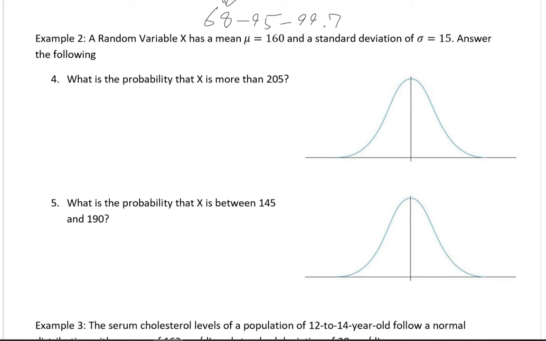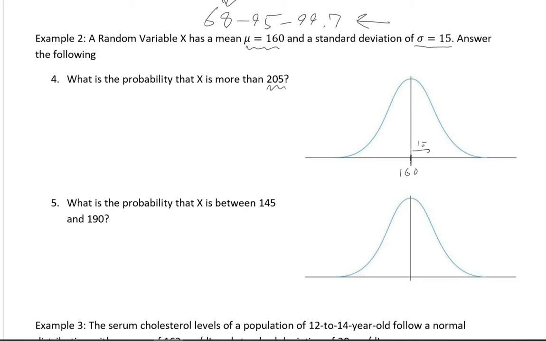All right, so same mean, same standard deviation, and I have the empirical rule listed here yet again. What is the probability that x is more than 205? Okay, well, that's a number we haven't indicated yet, so I need to find where that is. Well, 205 is above 160 mathematically, so I'm going to need to go up standard deviations until I get to 205.